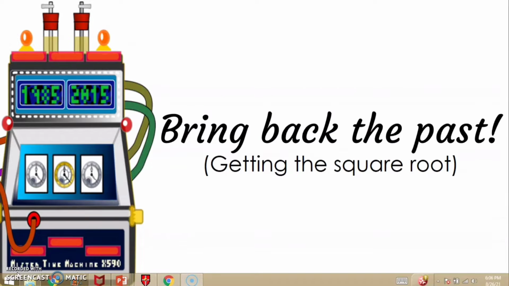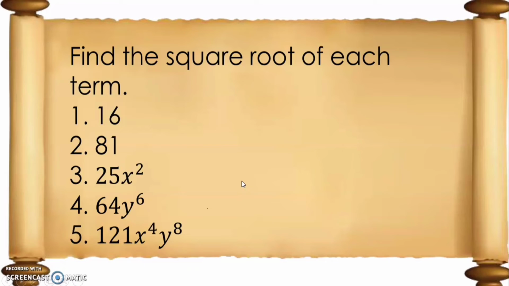So before we proceed to our main lesson, let us recall how to get the square root of a number and monomial. Find the square root of each term. What is the square root of 16? The answer is positive and negative 4. Why positive and negative 4? Because if you get the square of 4, so we have 4 squared, the answer is 16. So as the square of negative 4, also 16. So therefore, the square root of 16 is positive and negative 4.